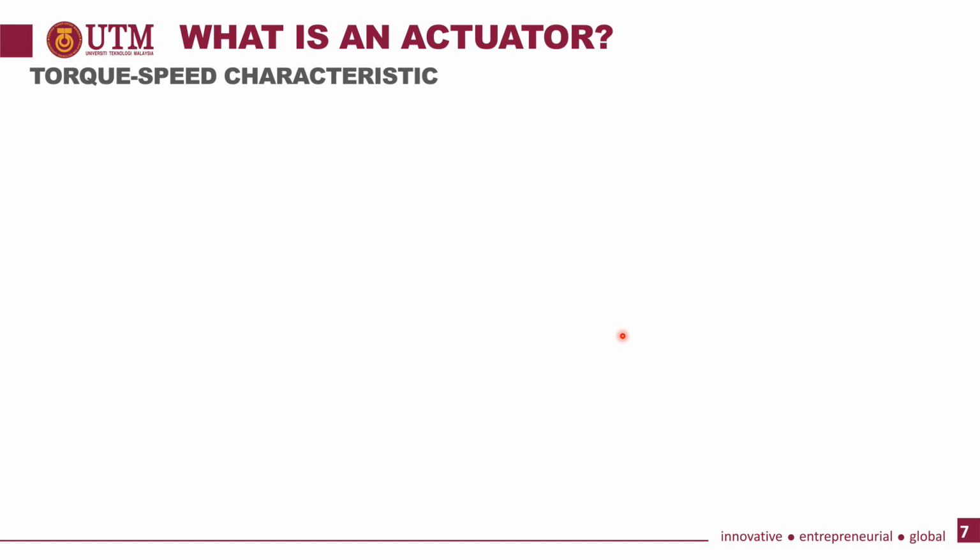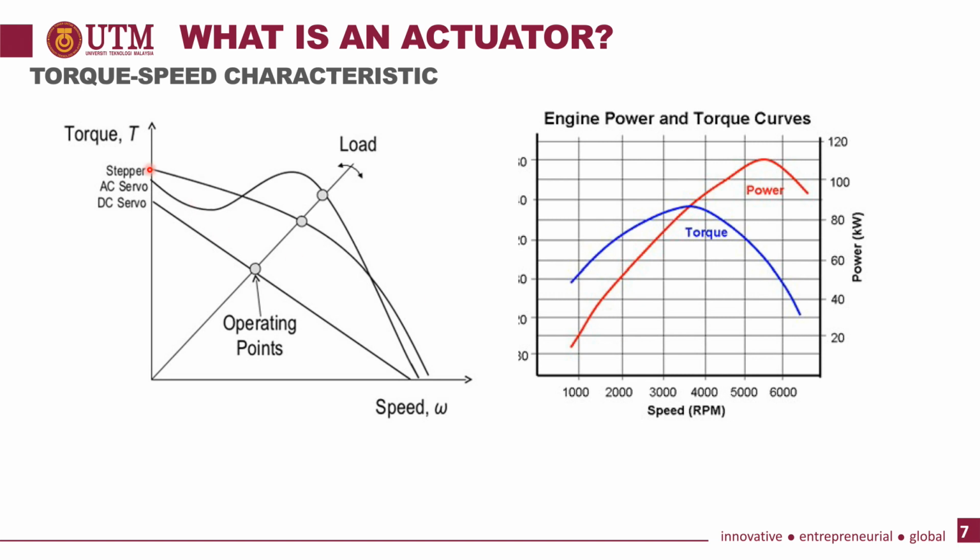All right, next we go to the torque speed characteristics of an actuator. As you can see from this figure, the first figure here, we have the torque on the y-axis and the speed on the x-axis. And then we have the DC servo, AC servo, or stepper motor. First thing first, torque is actually the work done by your actuator. So the formula is force multiplied by the distance, or the radius of the motor, or the radius of the movement of the object.